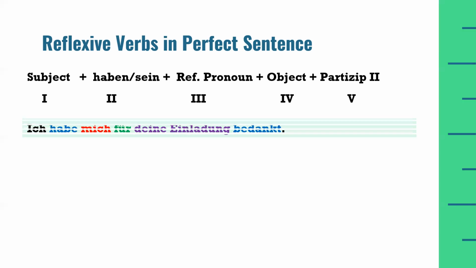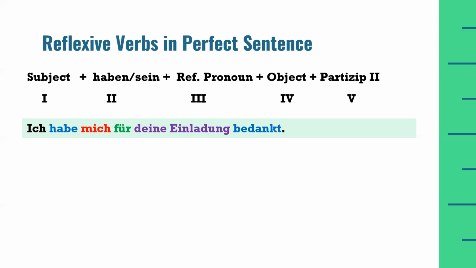So if you are not familiar with the perfect tense sentence structure, you can watch those videos of the A1 level course. Now let's take the same examples that we had in the previous slide and convert these sentences into the perfect tense so that you can get a feeling of what has changed and how it has changed. So now if we take the example, ich habe mich für deine Einladung bedankt. I thank you for your invitation.